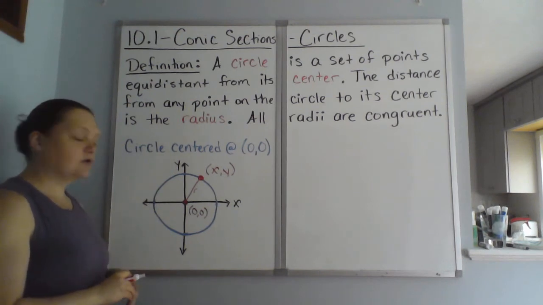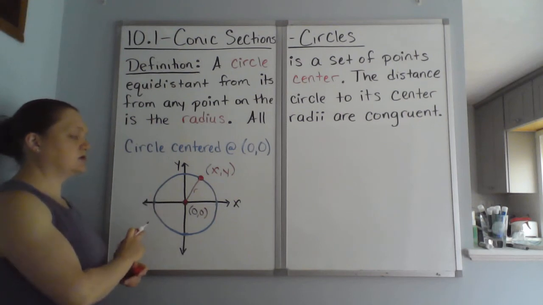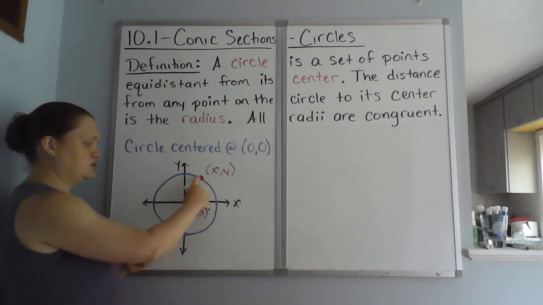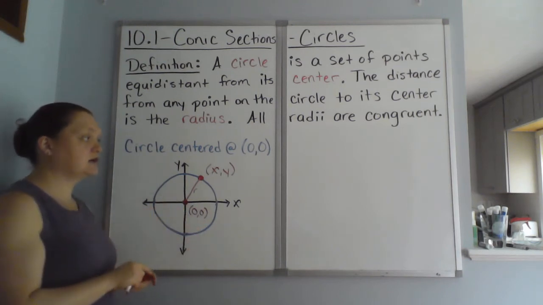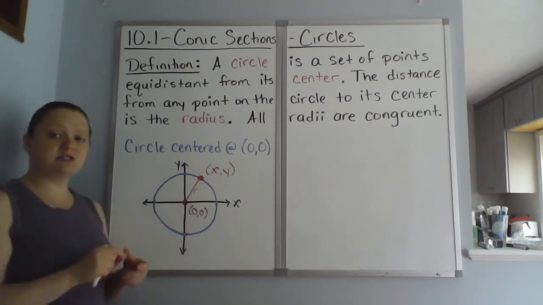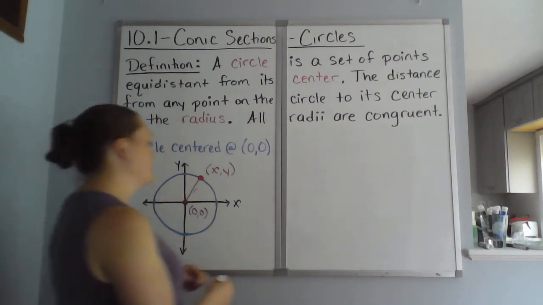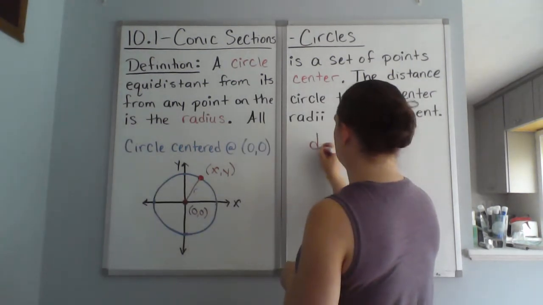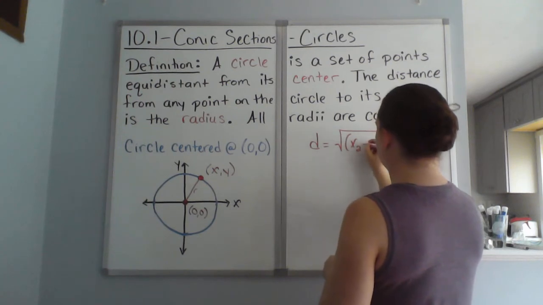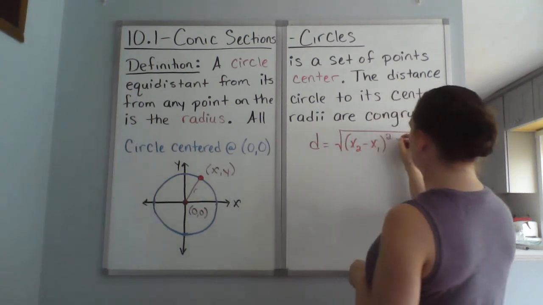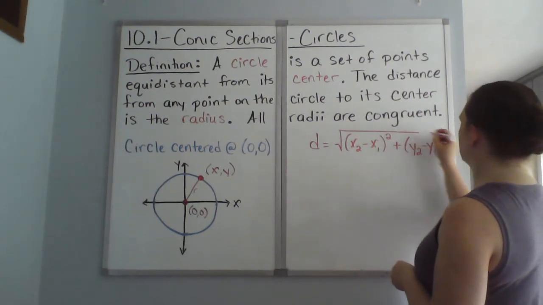Okay? Now, we know that the radius is the same for any point that I pick somewhere on the circle. So that means the distance between any point on the circle and the center will always be the same. So we can use the distance formula to come up with an equation for this circle, okay? So I'm going to write down what the distance formula is. The distance formula is the square root of x2 minus x1 squared plus y2 minus y1 squared.